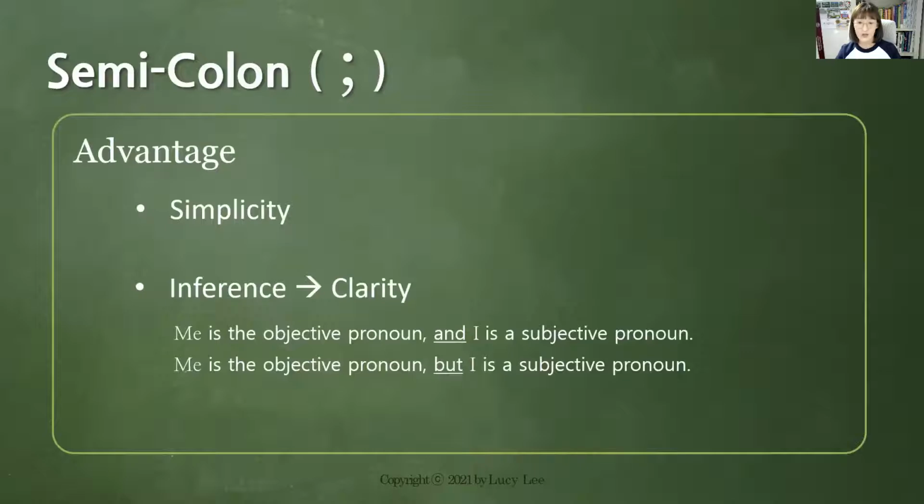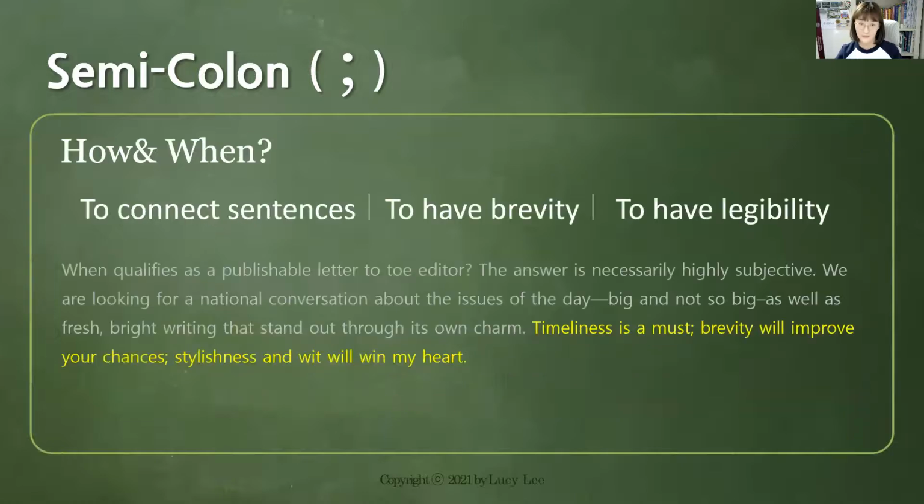As the second advantage, we can make meaning clear through semicolons because usage of semicolons allows readers to choose the meaning. For example, in those two sentences, me is the objective pronoun and I is the subjective pronoun, and me is the objective pronoun, but I is the subjective pronoun. It's difficult to define which coordinate conjunction is correct here, since both are correct. Then we could use semicolon here, so the readers will define the meaning of this sentence by themselves. That is to say, in the subtle meaning of sentences, the semicolon gives readers an opportunity to choose the meaning.